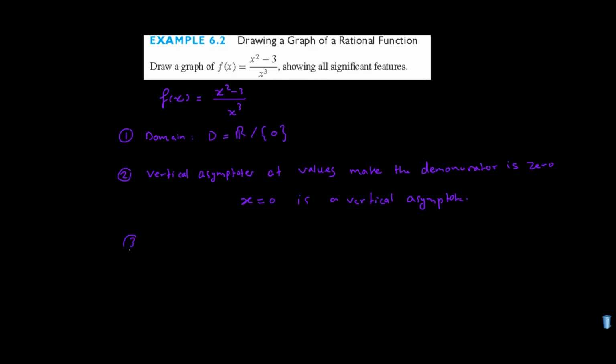Also, the third step, we find the first derivative of this function. This is a rational function, so we can use the quotient rule. The numerator x squared minus 3 derivative times x to the power 3, minus x squared minus 3 times the derivative of the denominator x to the power 3.